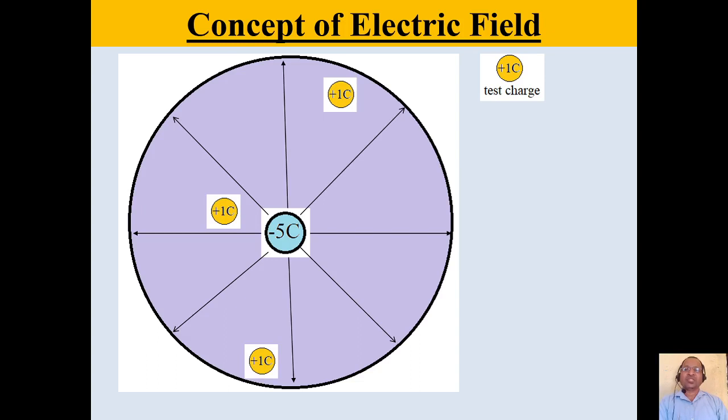Now if this test charge is kept outside this sphere, then the distance increases, so the force between these charges will be equal to 0. The given charge will not have an effect on the test charge. So we consider this space around the given charge and call it the electric field, where we can say that there exists a force of attraction or repulsion because of the given charge.